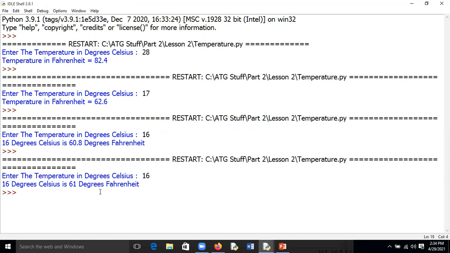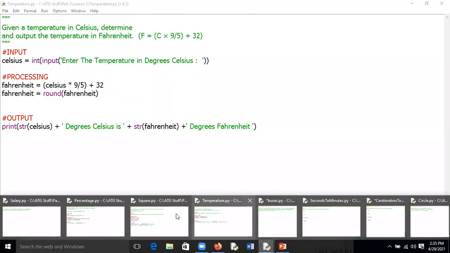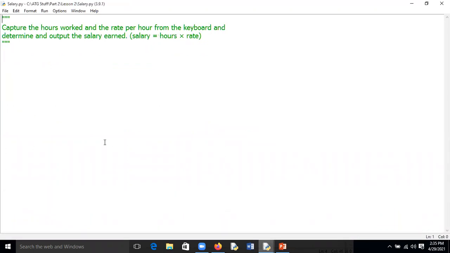Now, we are going to look at something that's a little bit more challenging. All right. Let's look at this question. Pretty straightforward. Capture the hours worked. Now, once again, capture means input, user input. Capture the hours worked and the rate per hour from the keyboard and determine and output the salary earned.